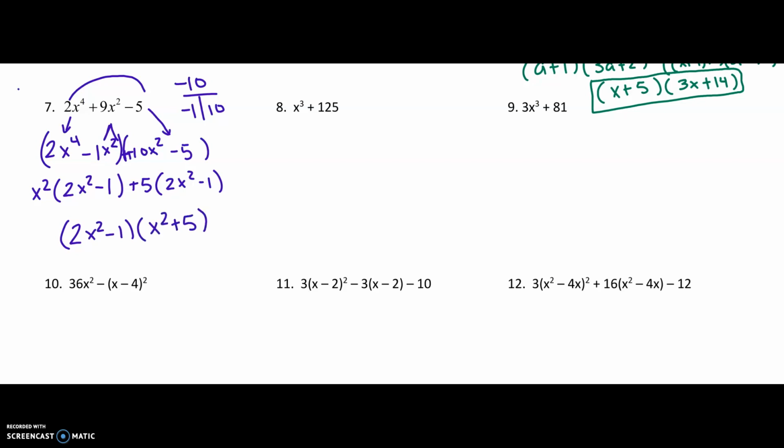Now I have squares in my answer, so I need to double check. Do I have a difference of squares? The answer is no, because 2 is not a perfect square, so that factor is complete. And for the second one, two things happen. We have a plus sign, so it cannot be a difference of squares, and 5 is also not a perfect square. So these are the final answers.